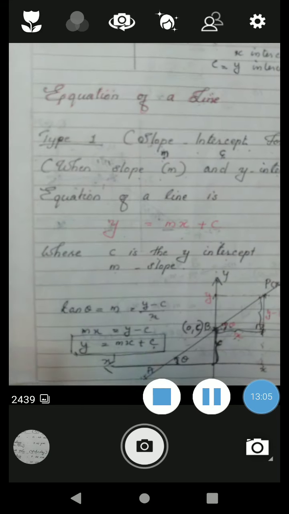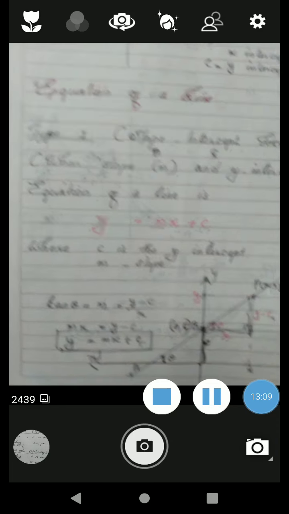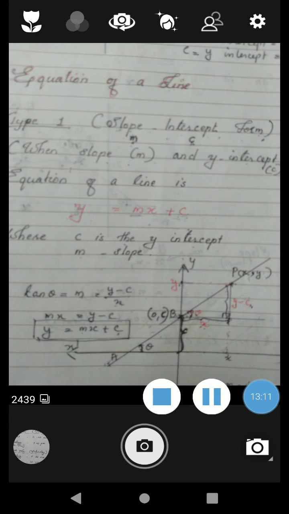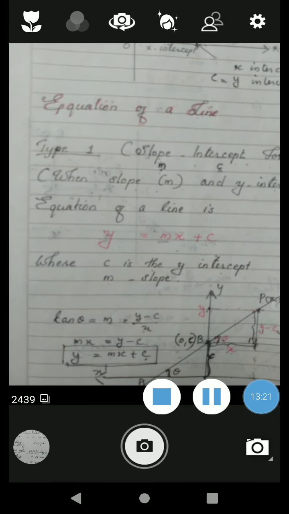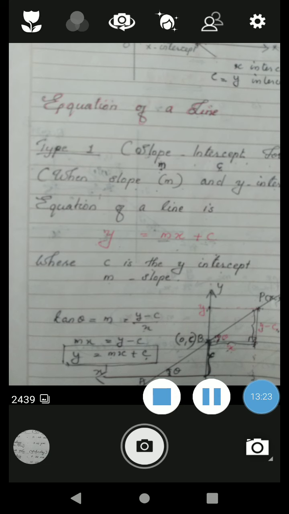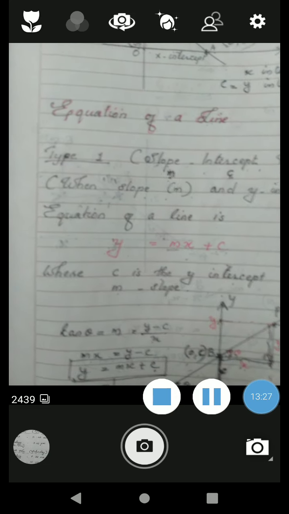You can see the proof of this. No need of studying that proof. It is given in your text. If you want, you can check it. And equation of a line, if slope and y-intercept are given, is y is equal to mx plus c.